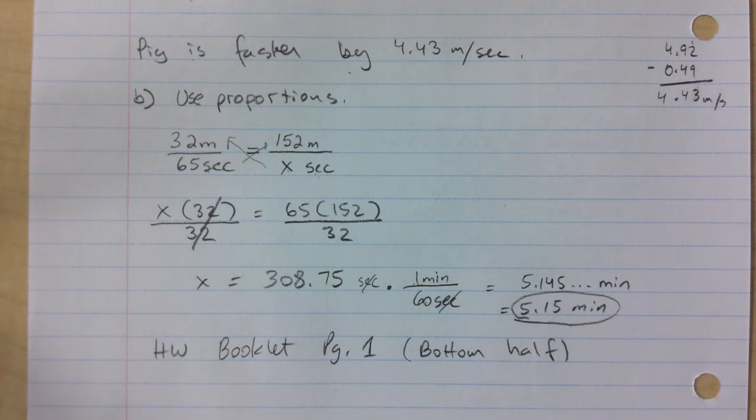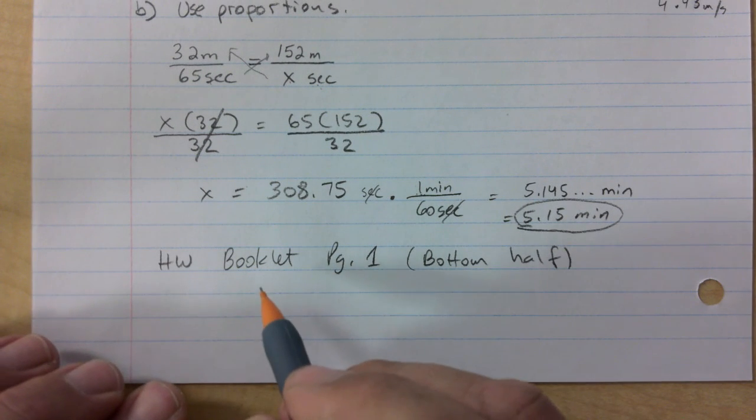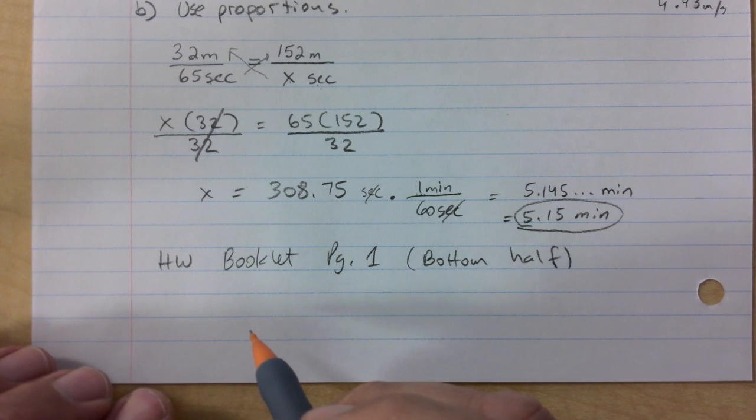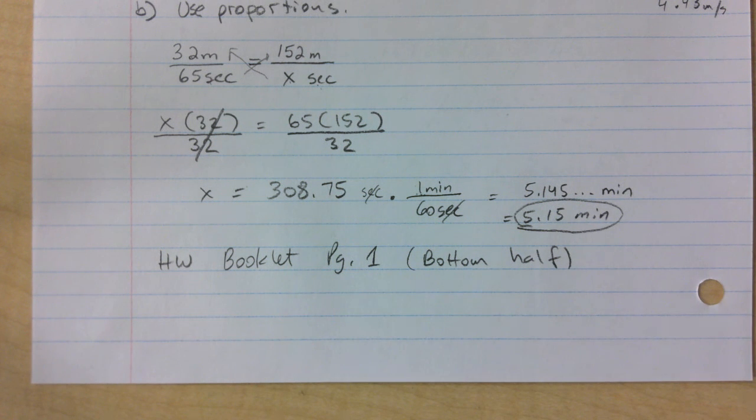There's your homework booklet, page 1, bottom half. And I'm just going to reiterate this, okay? You only learn math by doing math. You've got to make sure you watch out for whole units because number of coins, people, cans need to be rounded, okay? So we'll leave it at that.